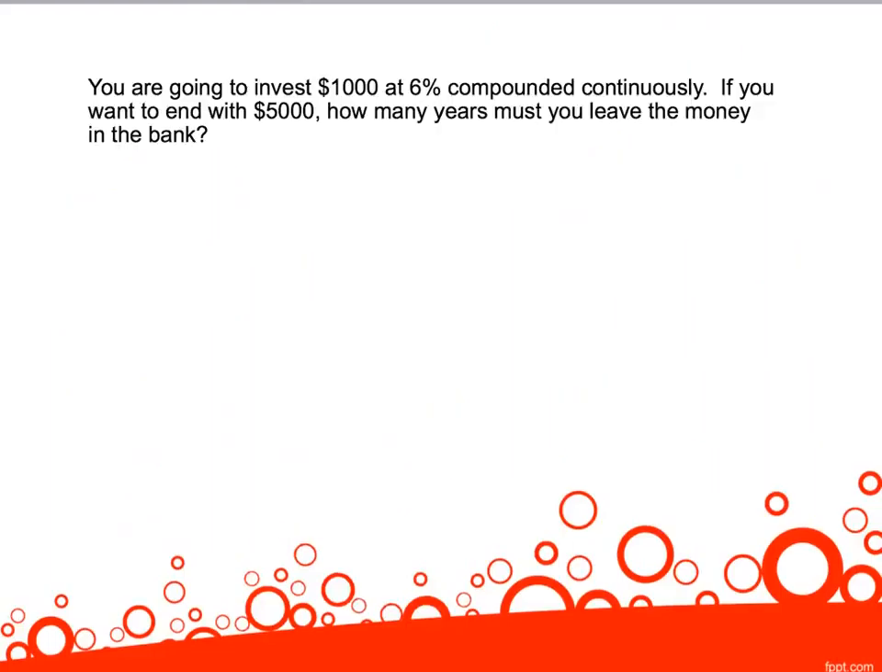Now we are going to do one word problem so that you can see how you can now solve these without having to look at them graphically. So you're going to invest $1,000 at 6% compounded continuously. So I already know the formula I want to use is A equals P e to the RT. You want to end with $5,000, and I want to know how many years must you leave the money in the bank. So let's look at what we know. The $1,000 is what we're starting with. That's the P. The 6% is my R, and the $5,000 is my A.